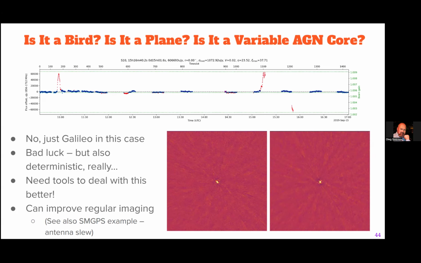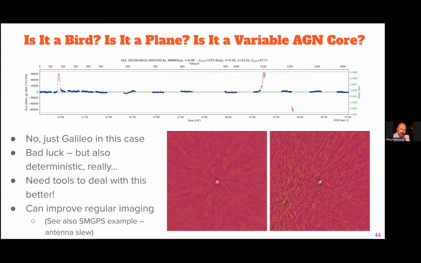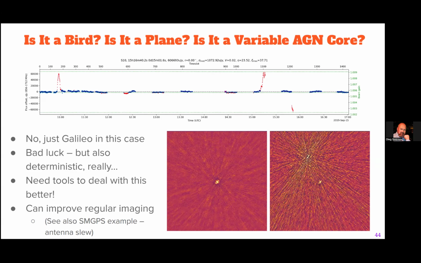So this is kind of bad luck, but it also makes me think that this is deterministic, I mean, we know where the satellites are. So we actually need better tools to tell us, you know, if we had such tools back on this field of observation, we could have avoided this situation. Also, of course, it's interesting, I can tell the Breakthrough people, hey, we've got a technosignature.